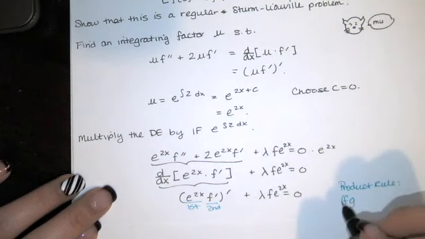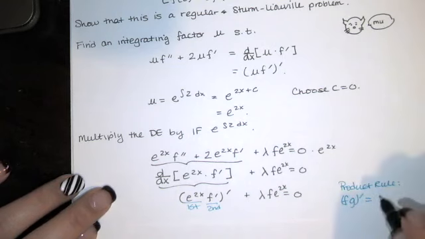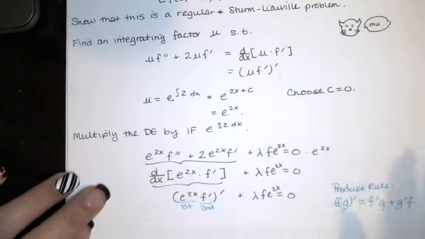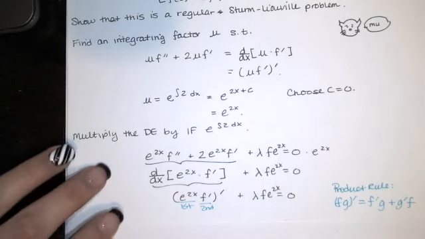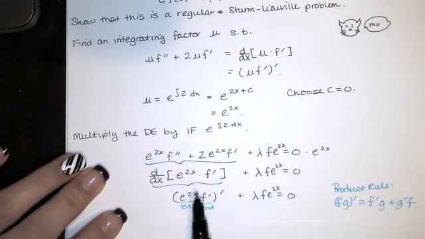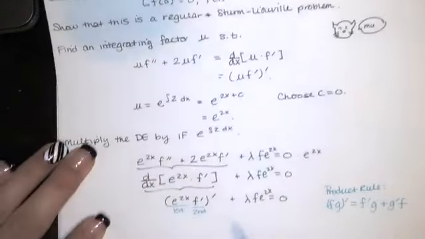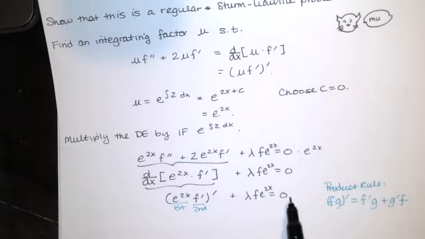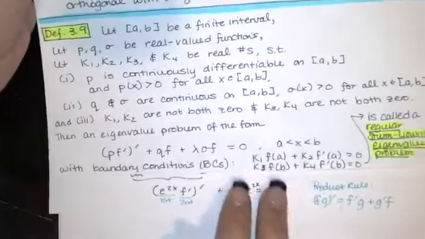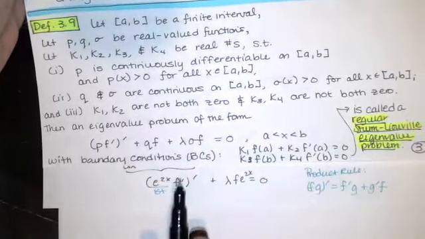recall the derivative of a product is derivative of the first times the second plus the derivative of the second times the first. You may have learned that in the reverse order. That's totally fine because addition is commutative. Yeah, this is equal to that. So our original differential equation, which was right here, is actually equivalent to this differential equation. And that is a regular Sturm-Liouville eigenvalue problem.